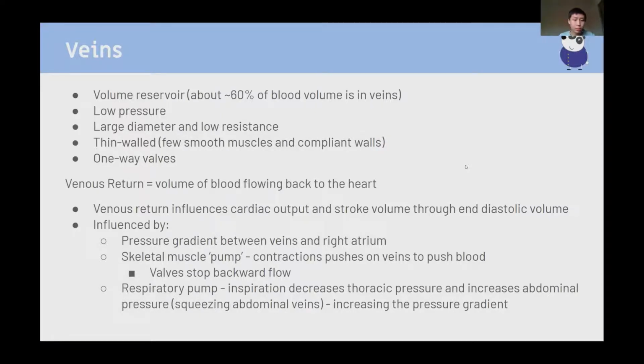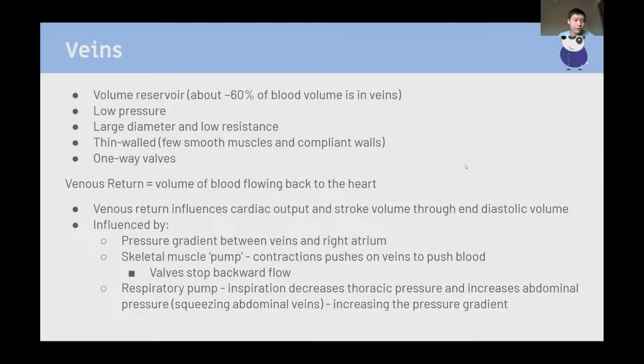So basically when you move your muscles, they'll contract and they'll sort of constrict the veins, I guess, and they'll sort of push blood through your veins. And because you have these valves, that stops the backwards flow and they'll just keep going forward instead. And you also have your respiratory pump.